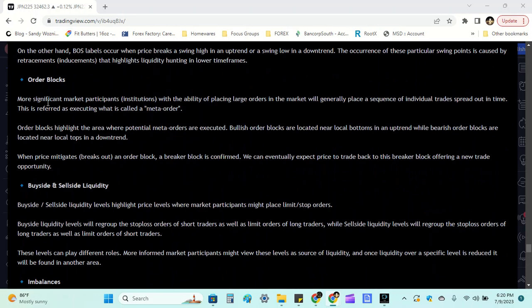Order blocks. More significant market participants, which are institutions, with the ability of placing large orders in the market, would generally place a sequence of individual trades spread out in time. This is referred to as executing what is called a meta order. Order blocks highlight the area where potential meta orders are executed. Bullish order blocks are located near local bottoms in an uptrend, while bearish order blocks are located near local tops in a downtrend. When price mitigates or breaks out of an order block, a breaker block is confirmed. We can eventually expect price to trade back to this breaker block, offering a new trade opportunity.